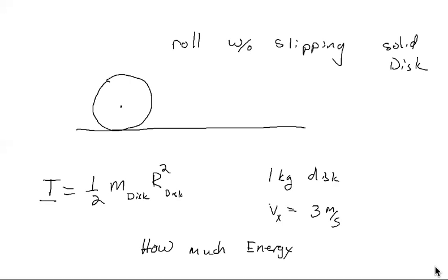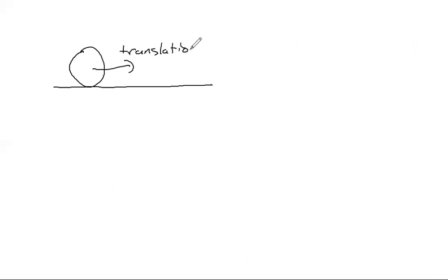So to analyze this, we have to think about the motion, and we see that there are two components to the motion. We have translational motion, plus we have rotational motion about the center of the wheel. So it's moving in two ways. That's okay. That just represents two forms of motion, 2 degrees of freedom, 2 ways to store energy.